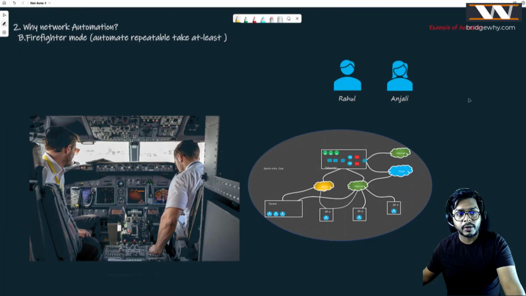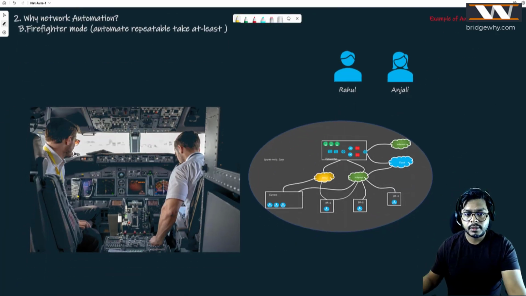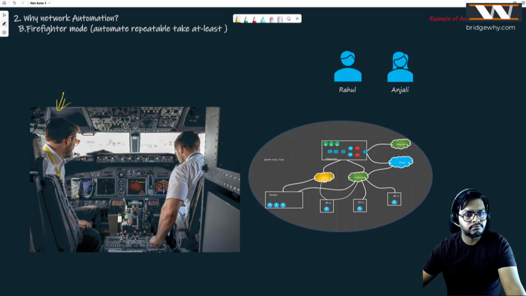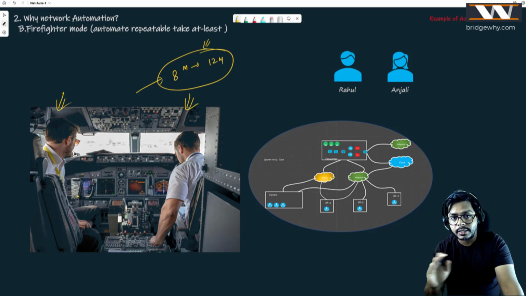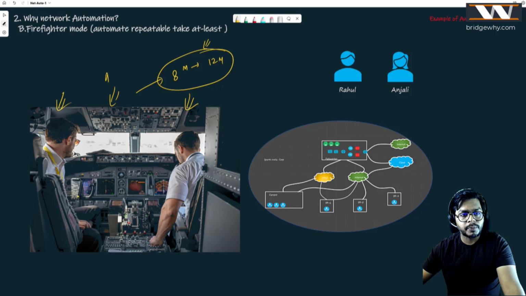I am taking the example of maybe the pilots, right? These two pilots are flying this maybe Boeing aeroplane, right? Believe me, these pilots spend approximately 8 to 12 minutes only in flying this aircraft. That is it, right? This is a very, very interesting statistic, right? Then what these pilots do is put this complete aeroplane in autopilot mode.